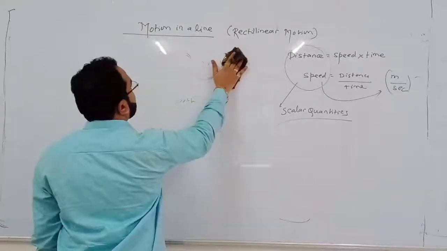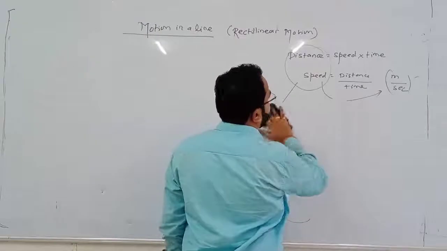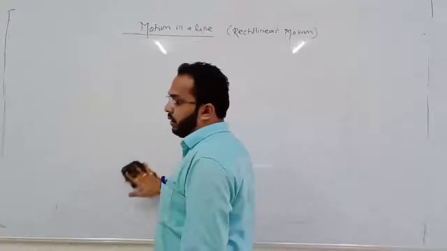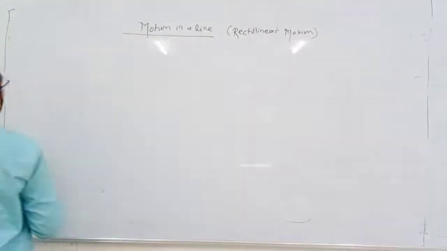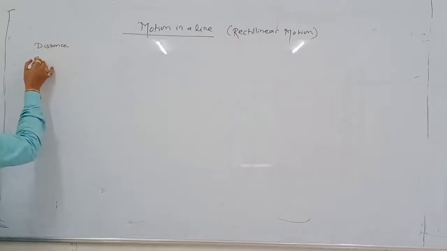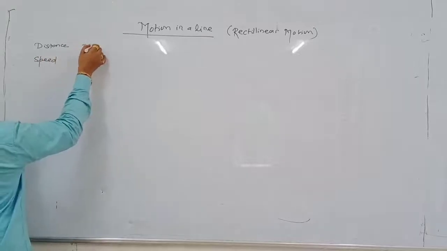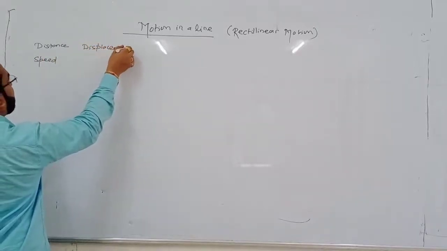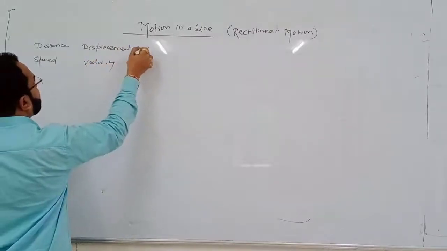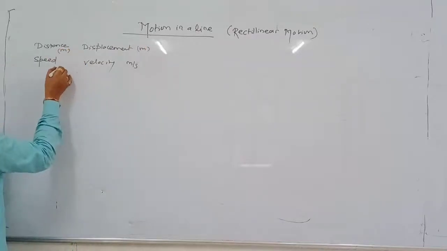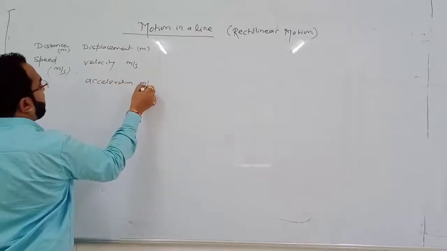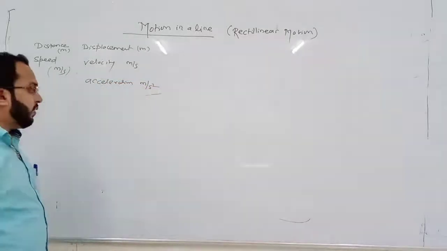So velocity is vector, distance is scalar, displacement is vector. Okay, so I have given you distance, speed, displacement, and velocity. The unit is meter per second. Distance is meter, speed is meter per second, and here acceleration is meter per second square. So we will see one by one.